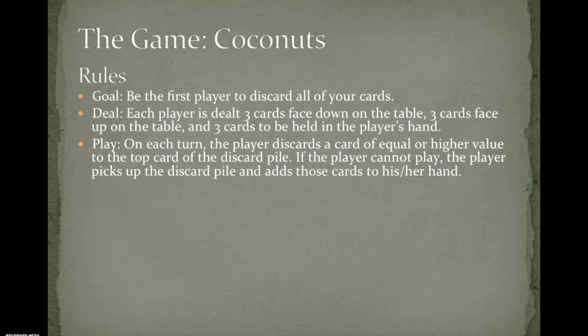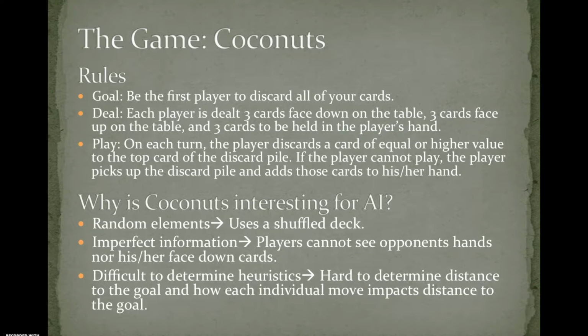Coconuts is an interesting game for AI because Coconuts is a game of imperfect information and involves some randomness. The game begins with a shuffled deck, which introduces randomness into the game. The AI player does not know what order the cards will be drawn in, so the AI player cannot know exactly what the outcome of a move will be.